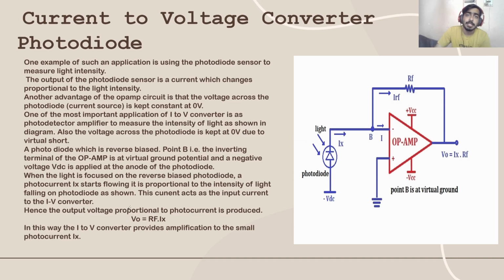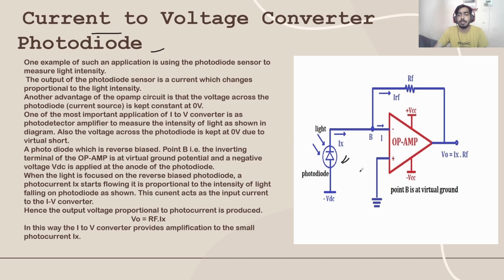One of the major applications of a current to voltage converter is in photodiodes. And what does a photodiode do? It's simple. It is used to measure light intensity. So the output of a photodiode sensor is a current, which changes proportionally to light intensity. Another advantage of the operational amplifier circuit is that the voltage across the photodiode is almost kept constant at zero volts. And one of the most common applications of an I to V converter is as a photodetector amplifier to measure the intensity of light, as shown in the diagram.